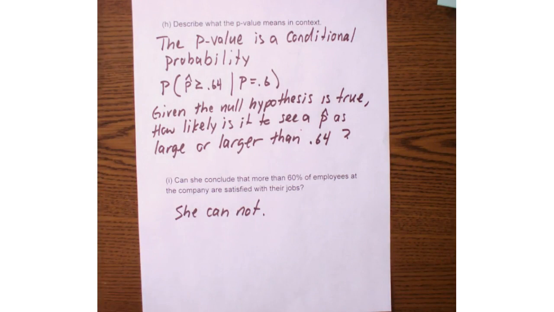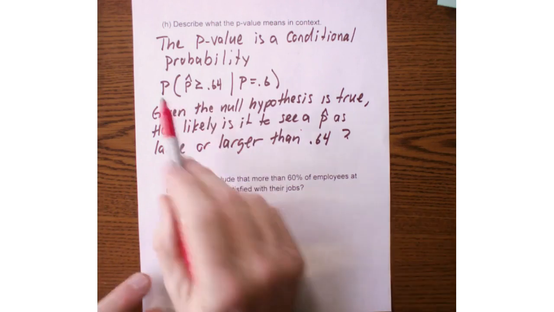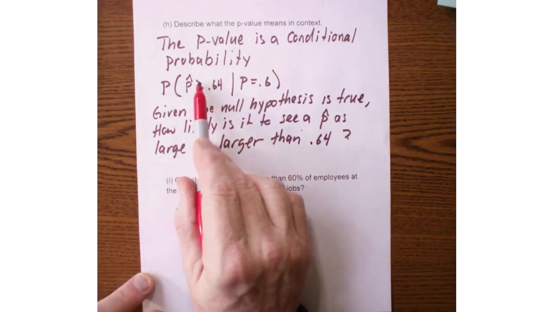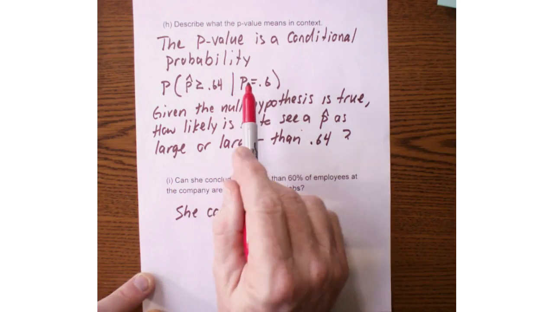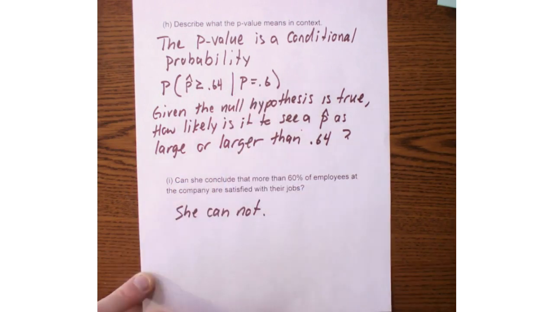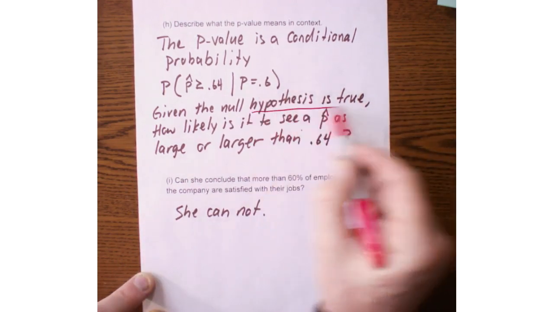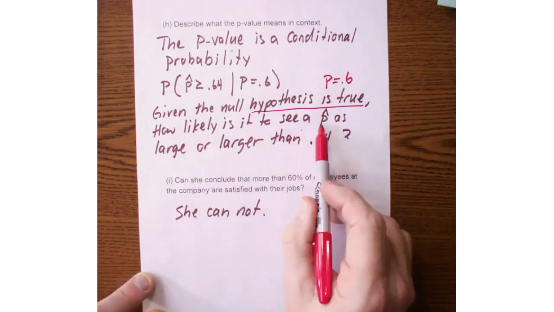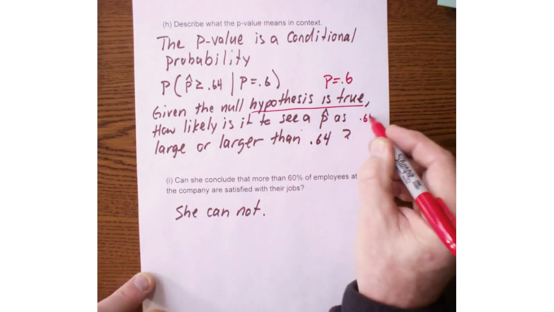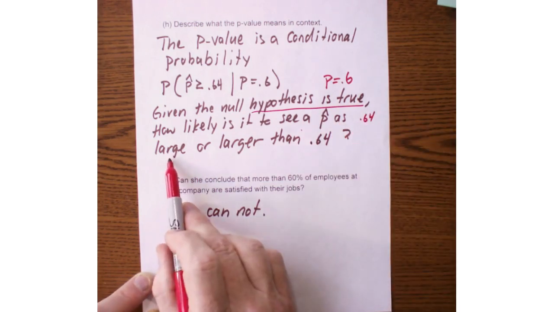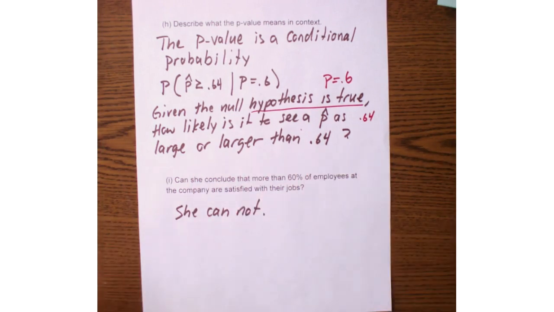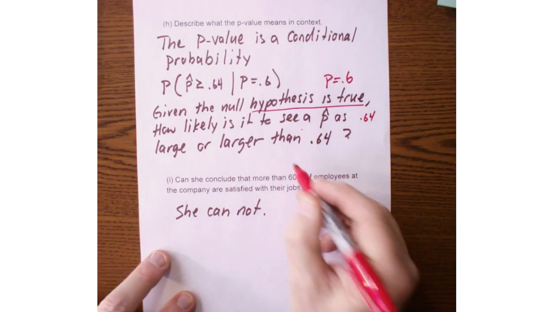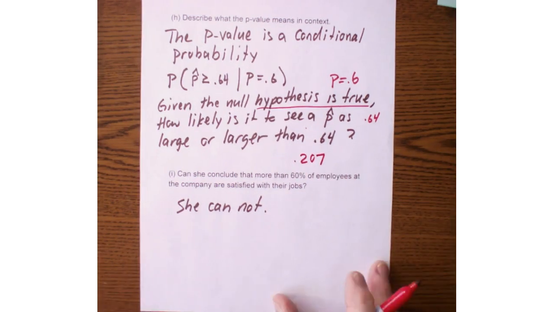Describe what the p-value means in context. Well, the p-value is a conditional probability. What it says is the probability that my p-hat would be greater than or equal to 0.64, given that the population proportion is actually 0.6. So given the null hypothesis is true, in other words, given that p is equal to 0.6, how likely is it to see a p-hat, my p-hat was 0.64, as large or larger than 0.64? And that probability, again, is 0.207, which is large, larger than any reasonable alpha level.